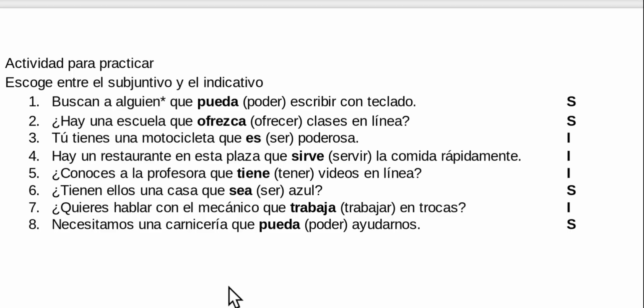Number 7, do you want to talk to the mechanic that works on trucks? So I'm going to use the indicative because I know this mechanic exists and he works on trucks. If I had changed this word right here to un, then I would use the subjunctive because we don't know if that person exists or not. And then number 8, we need a butcher store that can help us. We don't know if that butcher store exists, so that's why I'm going to put it into the subjunctive.